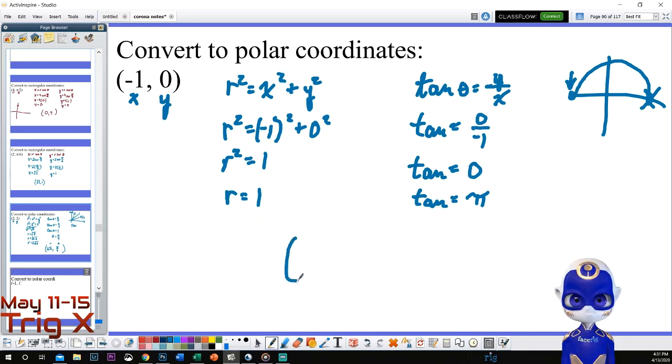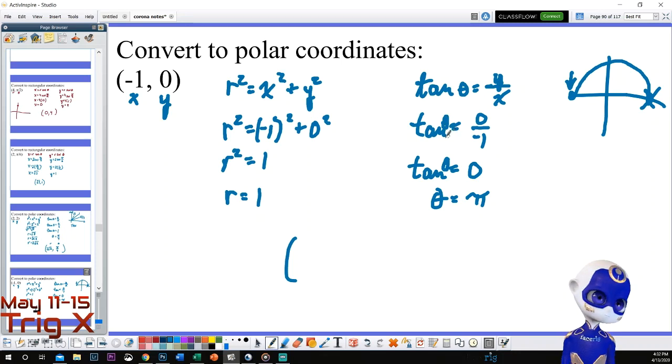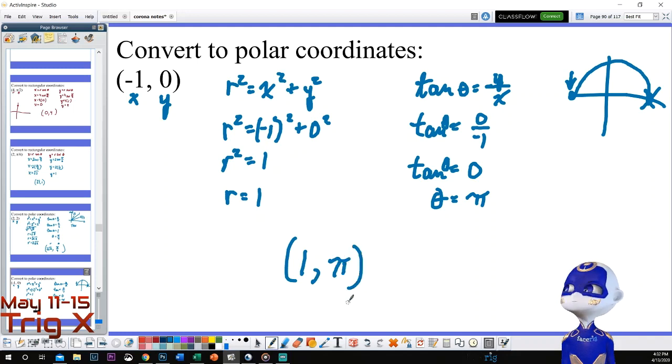Finally, I think we're ready. Oops, why did I just put tangent there? Crazy! Somebody must have some kryptonite here. Tangent of theta, so that's supposed to be theta equals pi. Sorry about that, I forgot to write my theta. Kryptonite, I tell you, kryptonite. Alright, so 1 is our r value, pi is our theta value, and then I am done.